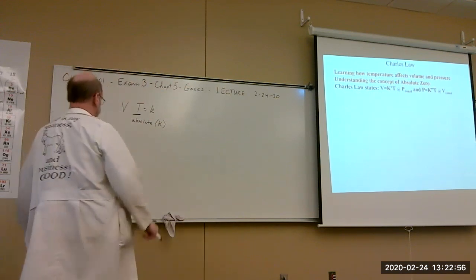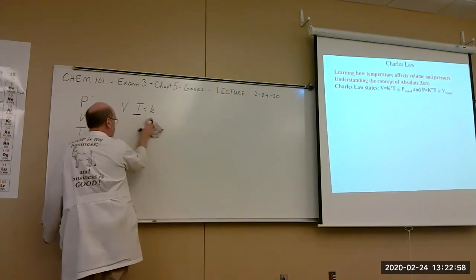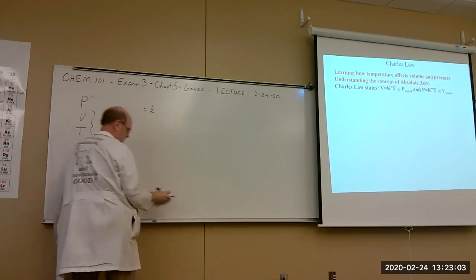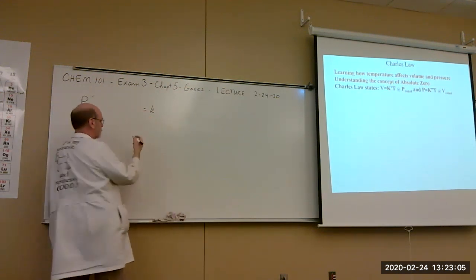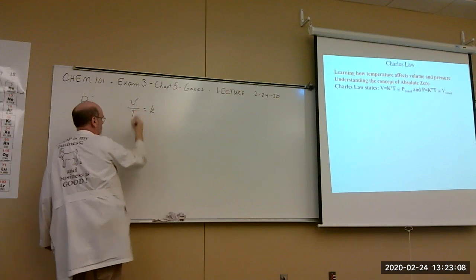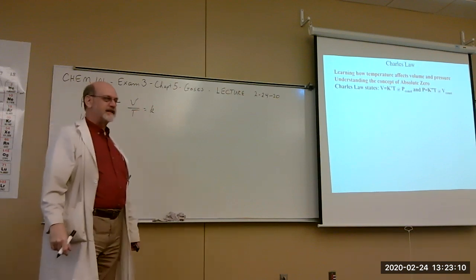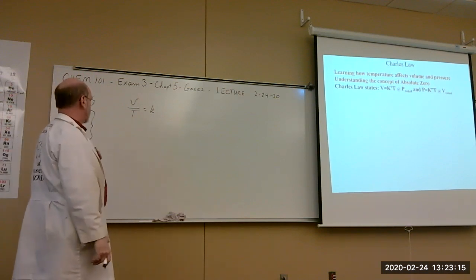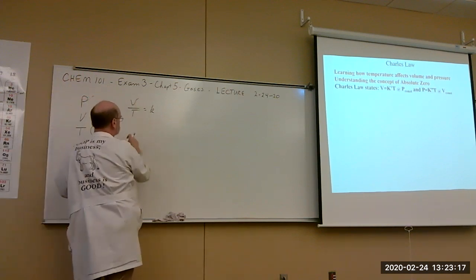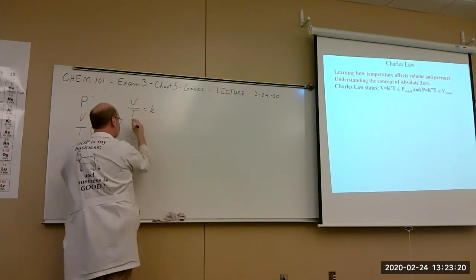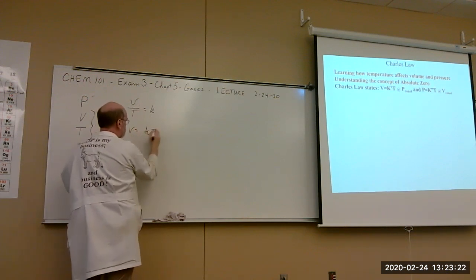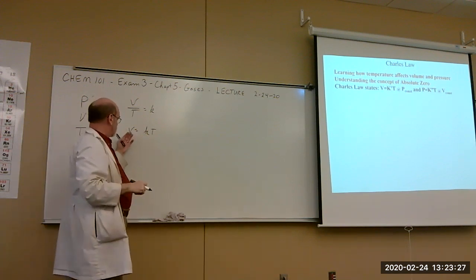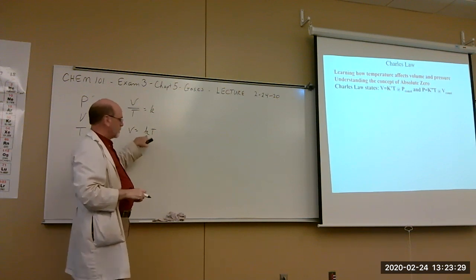Okay, so you can do the same transformation with this one. Oh, excuse me. Just let me go on. What did I do wrong? I wrote it wrong. It's V divided by T. Okay, so if you plot V against T, V equals K T. So there's your straight line. Don't have to change anything. Just plot volume against temperature, you get a straight line with a slope equal to K.